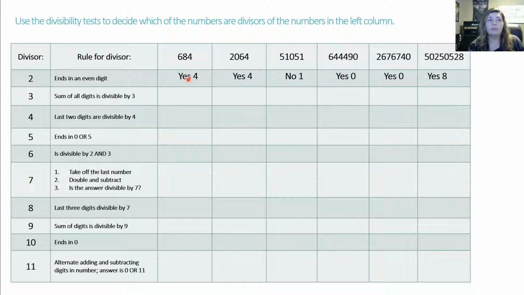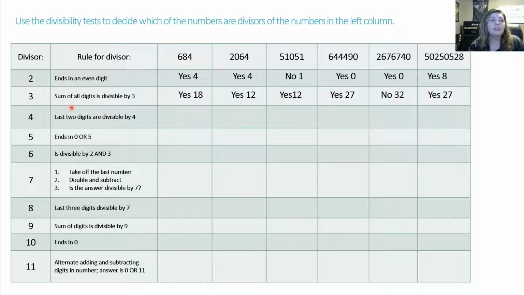684, 2 would be a divisor for it because the last digit ends with 4. So we don't even have to look at the rest of the number. We can just look at the last number. So 4, yes, it is divisible by 2. Again, 4, yes, is divisible by 2. What about 1? 1, of course, is not divisible by 2, so we would just put no. 0 would be considered an even number, so yes. Again, 0 is an even number, so yes. And then 8 is, of course, a divisor of 2. Or 2 is a divisor of 8, rather.